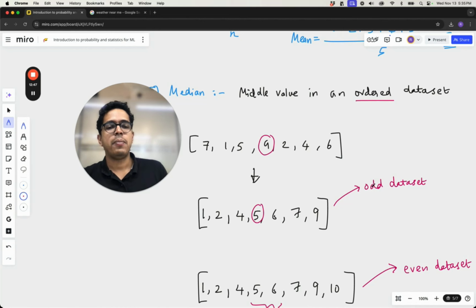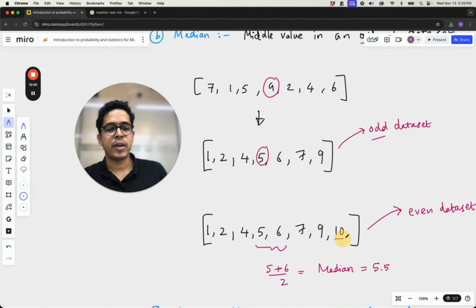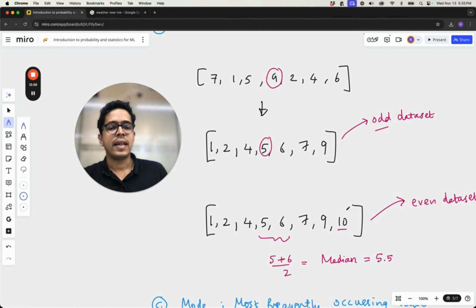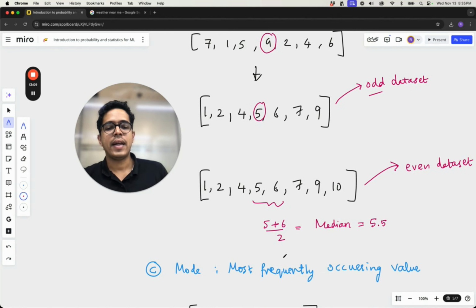But you had a middle point here because this was an odd data set. You had 1, 2, 3, 4, 5, 6, 7, right? You had 7 points. What if you have an extra point? Here I have added an extra 10. In that case, the data set size is even, so you have 8 data points. Then instead of taking the middle 1, you take the middle 2, and you can take an average of that. So this is 5 plus 6 divided by 2. So 11 by 2, 5.5. 5.5 is the median. So this is the definition of median.